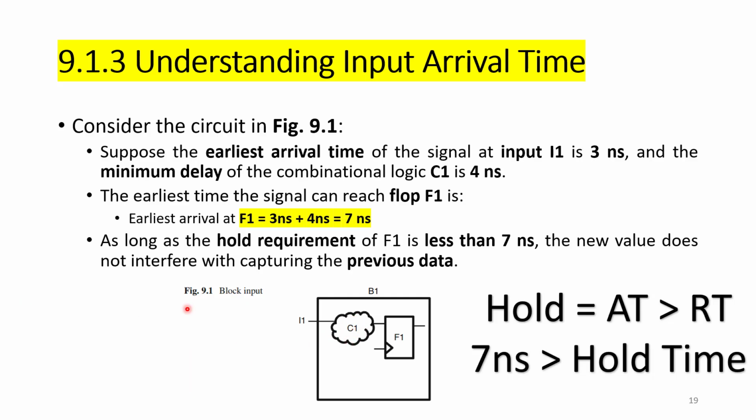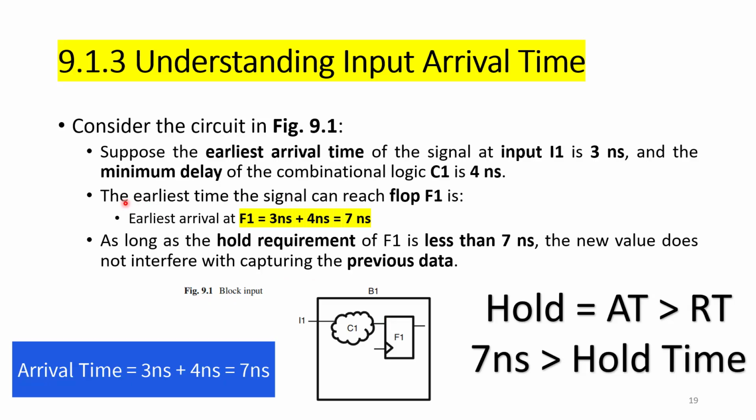So for the data to be present from this outside portion of the design to this point is 3 nanoseconds, whereas this is contributing 4 nanoseconds of delay. So total 3 plus 4 will be 7 nanoseconds. So after 7 nanoseconds data will be available at this D pin. So that's what I mentioned here. The earliest time the signal can reach flop 1 is 3 plus 4, which is 7 nanoseconds. So we are getting data at this data pin after 7 nanoseconds.